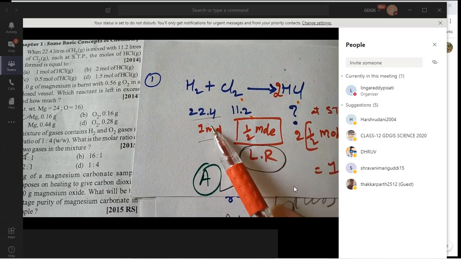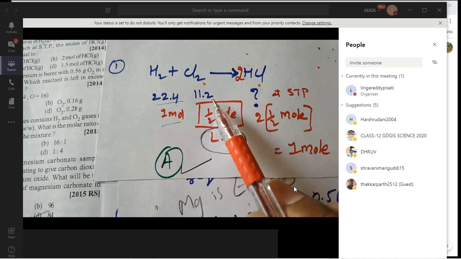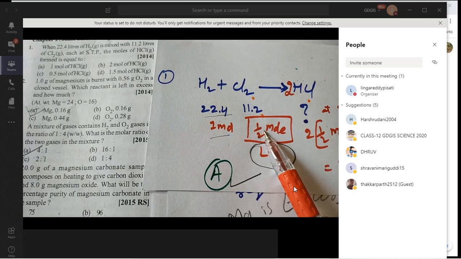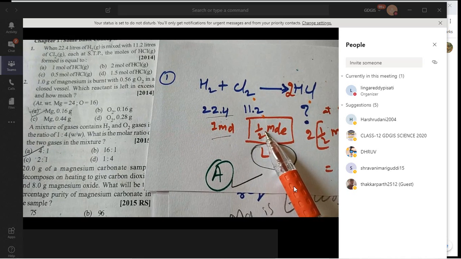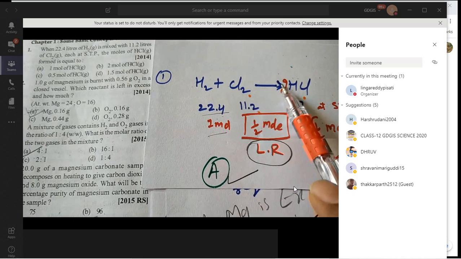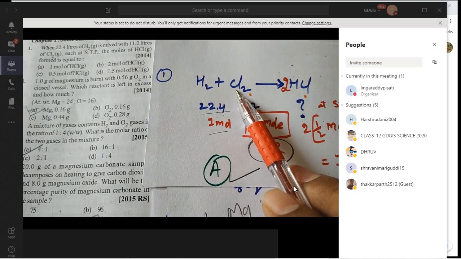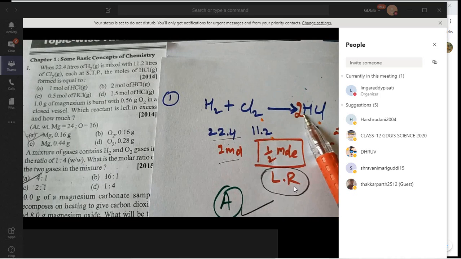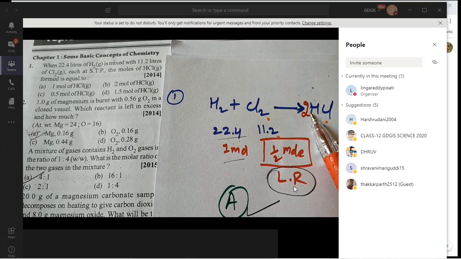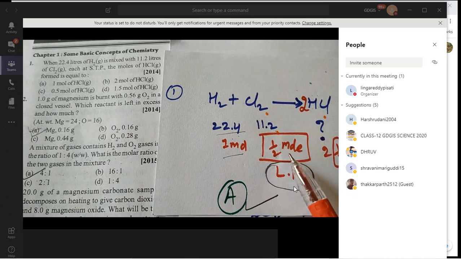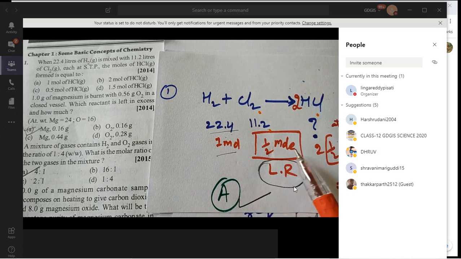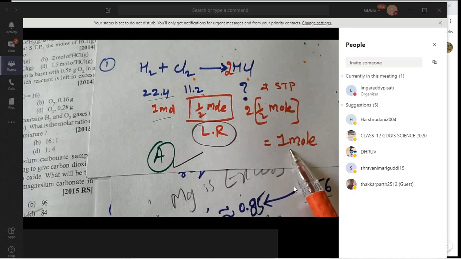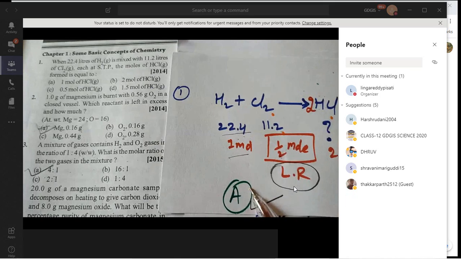Here, hydrogen is 1 mole, but chlorine is half a mole. So the product depends on the chlorine. According to the balanced equation, if chlorine is 1 mole, HCl formed is 2 moles. That means double. Here chlorine is half a mole, so HCl will be formed double, that means 1 mole. So option A is correct.